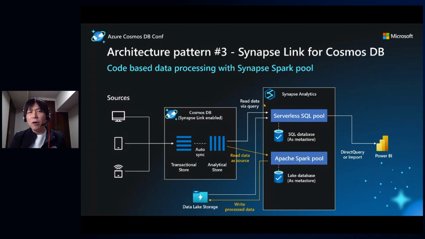If you prefer a code-based approach, it's good to use Synapse Spark Pool. As shown in the diagram, Synapse Spark Pool reads data from Cosmos DB Analytical Store and uses Spark's parallel distributed processing mechanism to process the data with high throughput. Spark Pool can output results into data lake storage, and serverless SQL Pool can read the data.